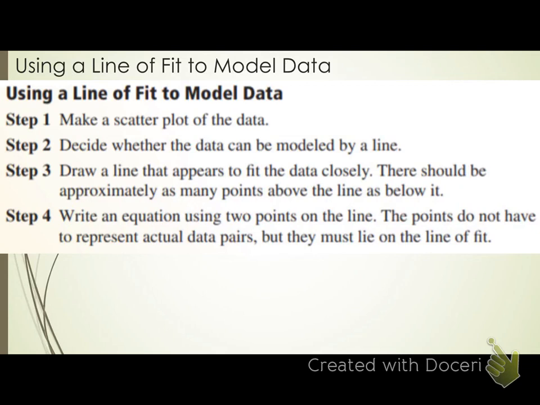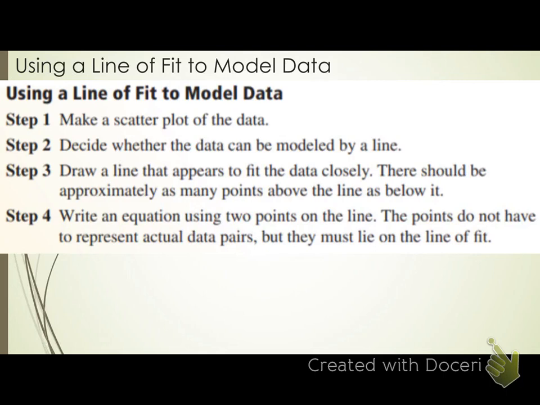Everyone knows how to graph ordered pairs? X comma Y. X is our horizontal movement, so we go left or right first, depending on if it's positive or negative. And then our Y value is our vertical movement. We go up or down, whether it's positive or negative. So right or left first, and then up or down.